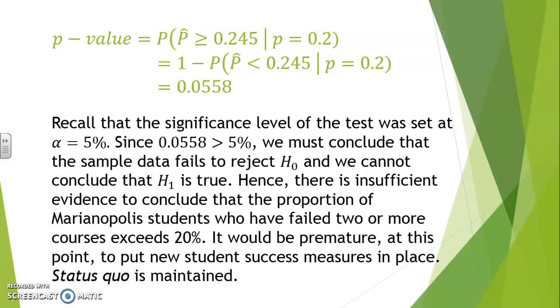Status quo is maintained. Remember that a p-value is a measure of risk. It's the risk of making a bad decision by rejecting H0. And in this case, the risk is over the level we had set at 5%.